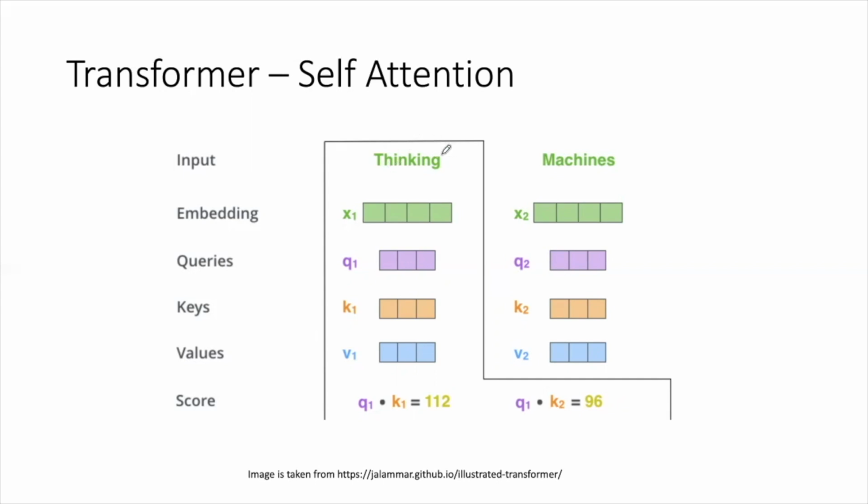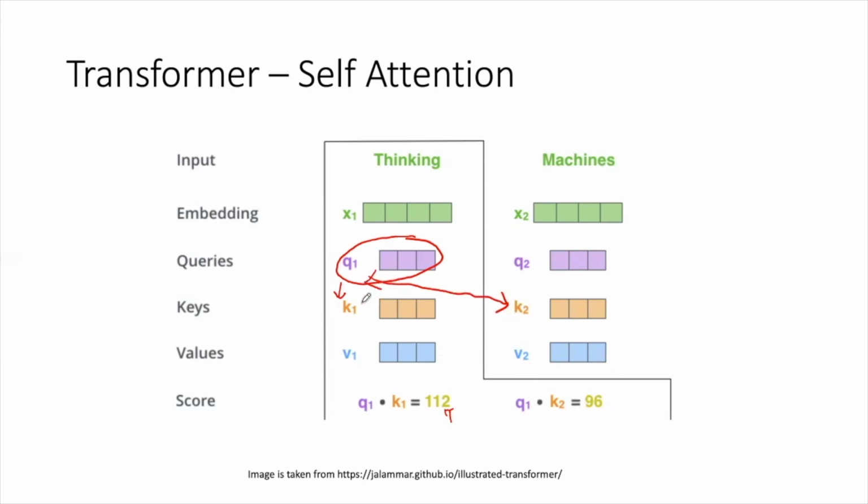So once again, we have two words, thinking and machines. And we already saw how these query, key and value vectors are generated. So once these are generated, what we do is we take the query vector Q1 for the first word, and we do a dot product of this Q1 with K1. So that is basically this. And we also do a dot product between Q1 and K2.